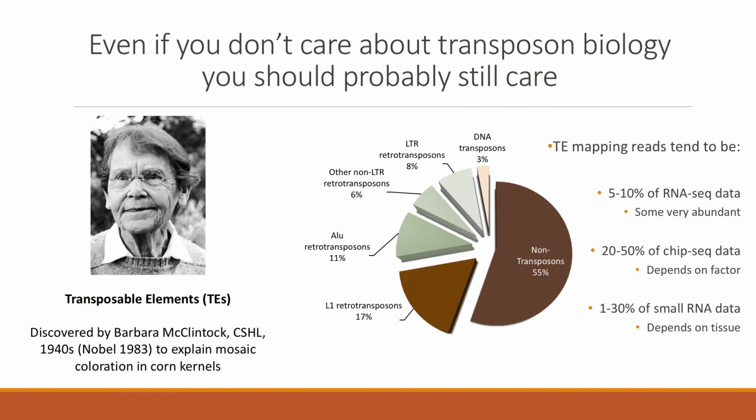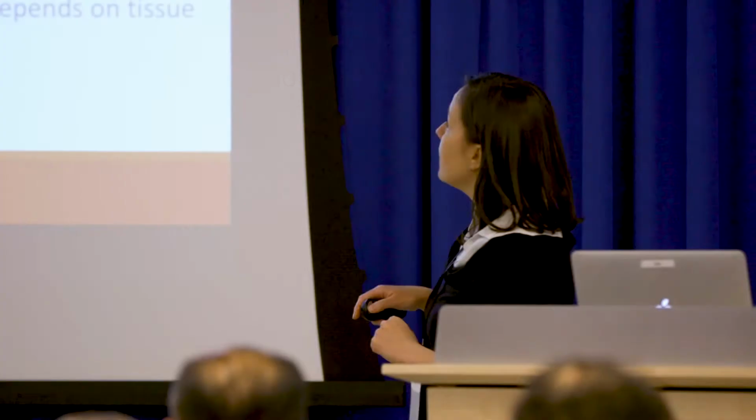So even if you don't care about transposon biology, you think this is kind of a fringe, junk DNA kind of thing, you probably should still care at least a little bit. My reasons for that are basically that they actually are in your sequencing reads, right? They're about 5 to 10% of a typical RNA-seq data set, regardless of whether you're hitting one of the transposon silencing complexes or not.